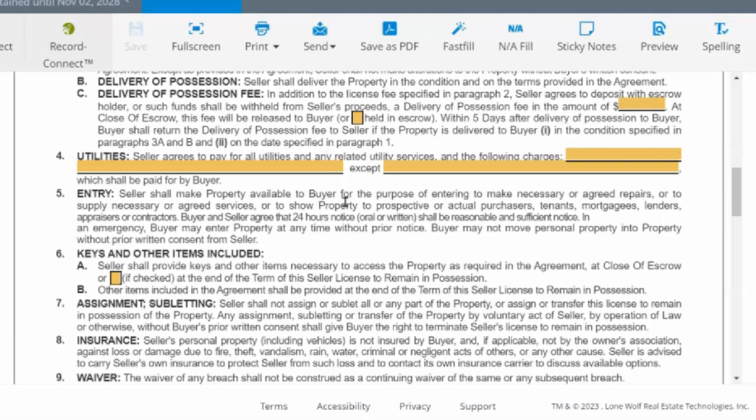Of course, any of these terms could be changed with an addendum, but we're just talking about standard language in the form. It talks about keys. Does the new owner get the keys at the close of escrow, or do they get it at the end of the seller in possession term? And that could go either way.